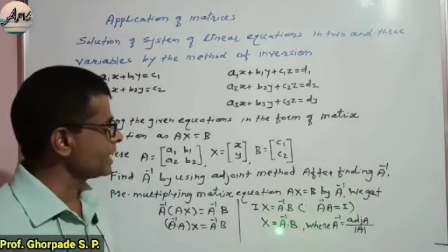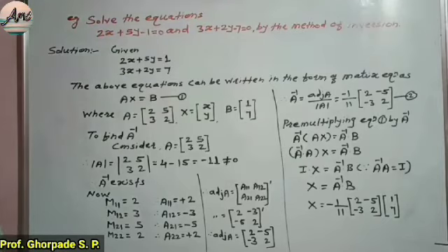Now let us consider one example. Solve the equations 2x plus 5y minus 1 equal to 0 and 3x plus 2y minus 7 equal to 0 by the method of inversion.